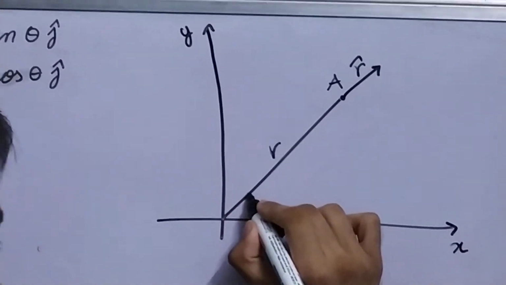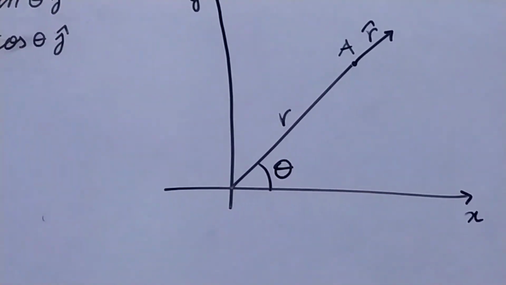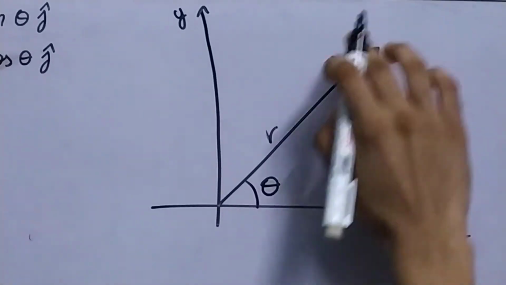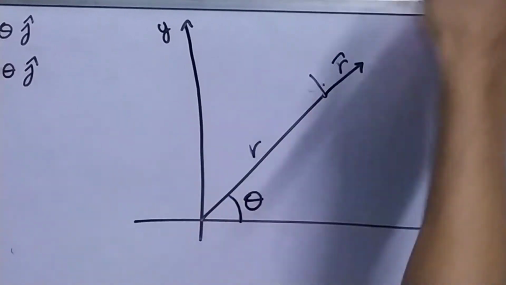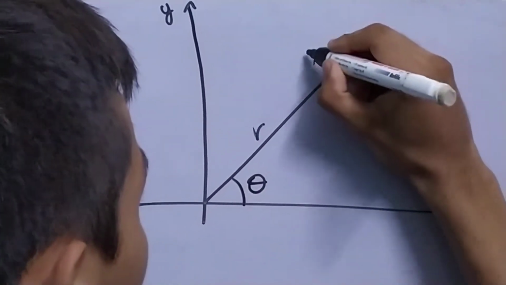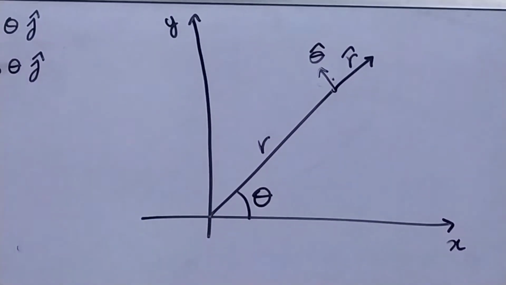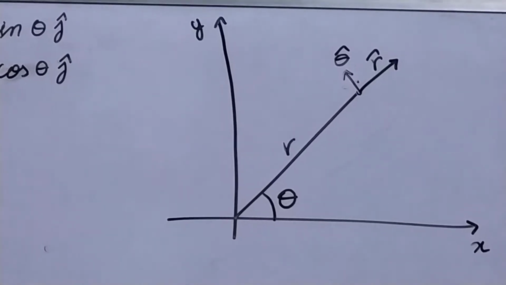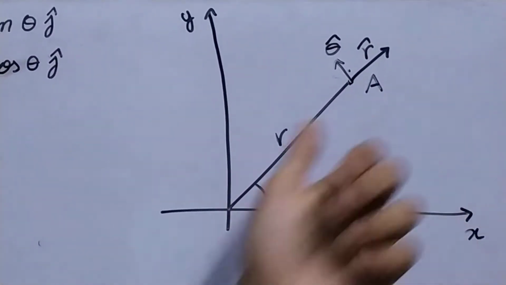And then the next thing in this system is theta. It tells you how inclined you are. So this is r cap, the increasing direction of r, and this is theta cap, the increasing direction of theta. So if you move in this direction, your theta will increase. And let us say these are the coordinates of particle A.